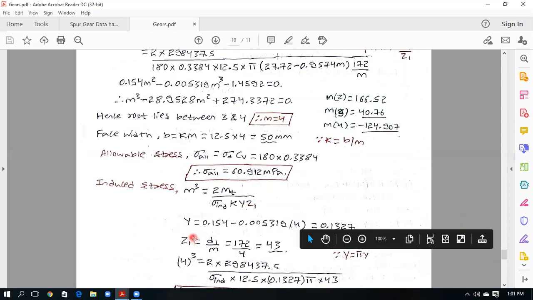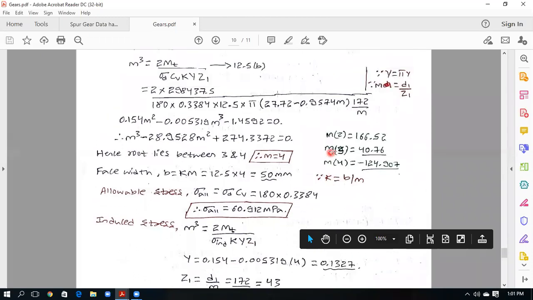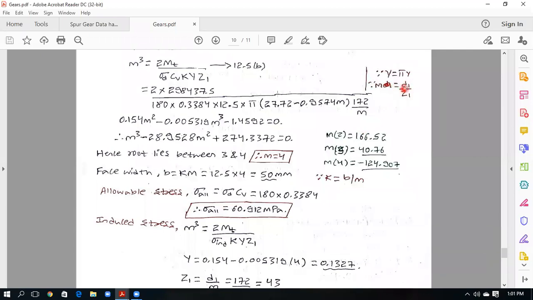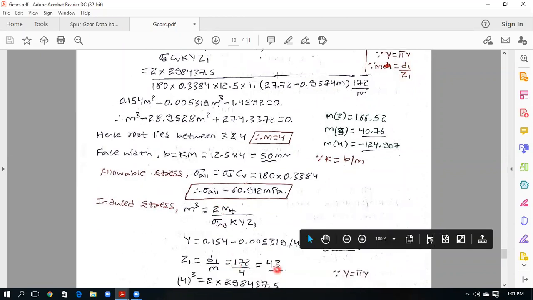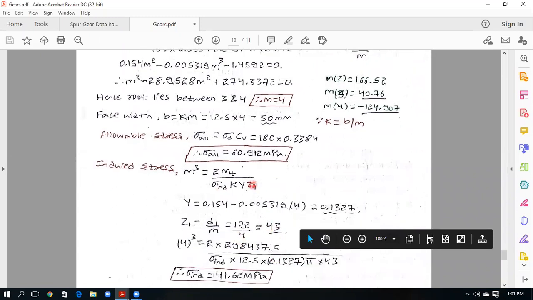From that you can get the number of teeth on the pinion, from the module formula. Here you can see that module is nothing but d1 by z1. Therefore z1 is equal to the diameter of the pinion divided by module, that is 172 by 4. Therefore, the number of teeth on the pinion is 43. Substitute the value of 43.